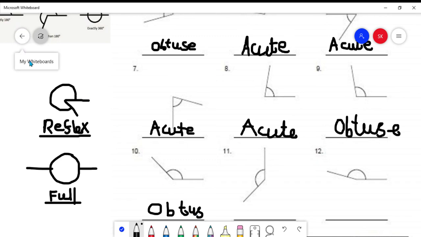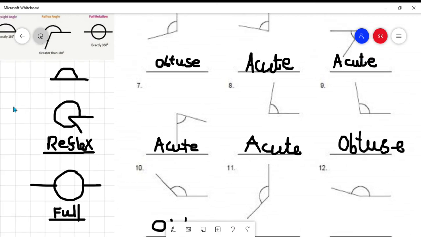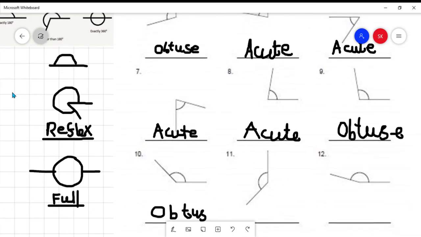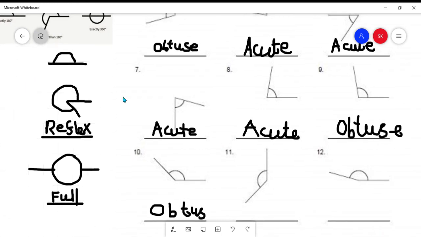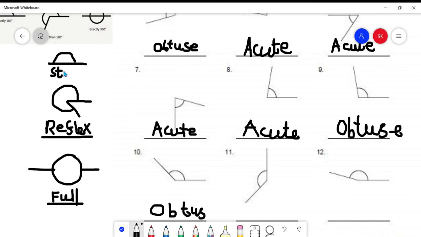Also, I did forget the straight line one. You can call it a straight angle or a straight line. Straight angle might seem better, since it's better to say angle than line, since the topic is angles.